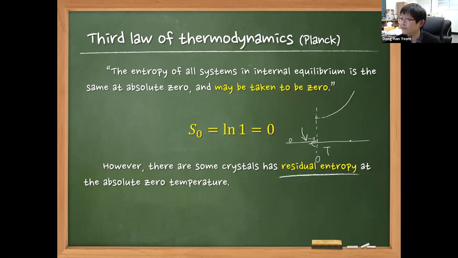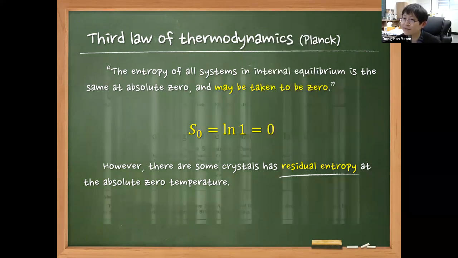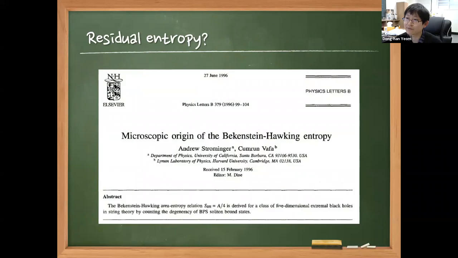However, what we know very well is that in the very famous Strominger-Vafa paper, they derived the Bekenstein-Hawking entropy, the same as A over 4, for extremal black holes. Here, you can see that it's about extremal black holes. Then how can this be possible?